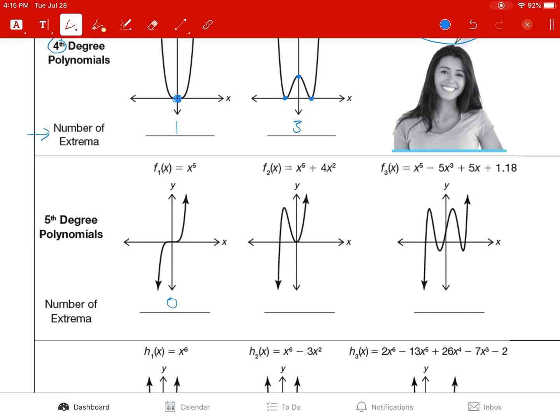The next one, another x to the 5th, but now a little bit bigger equation. It has 1 peak and 1 valley, so it has 2 extrema. And an even bigger equation, we have 2 peaks and 2 valleys for 4 extrema. Again, paying attention to the degree of the polynomial and the number of extrema that we have.